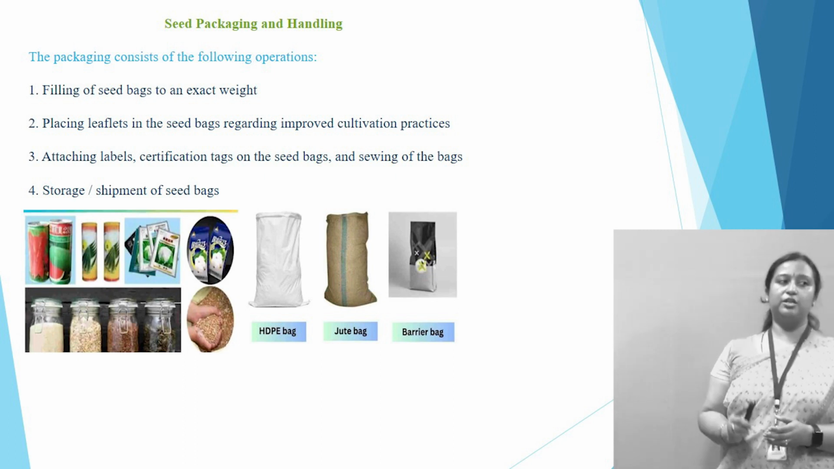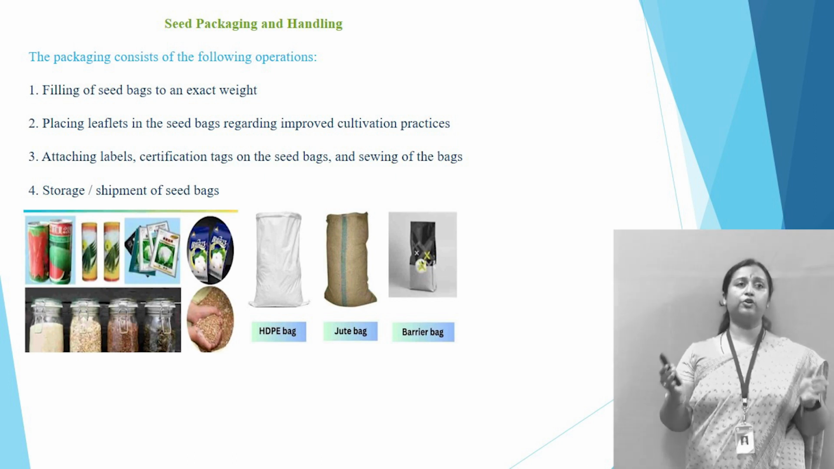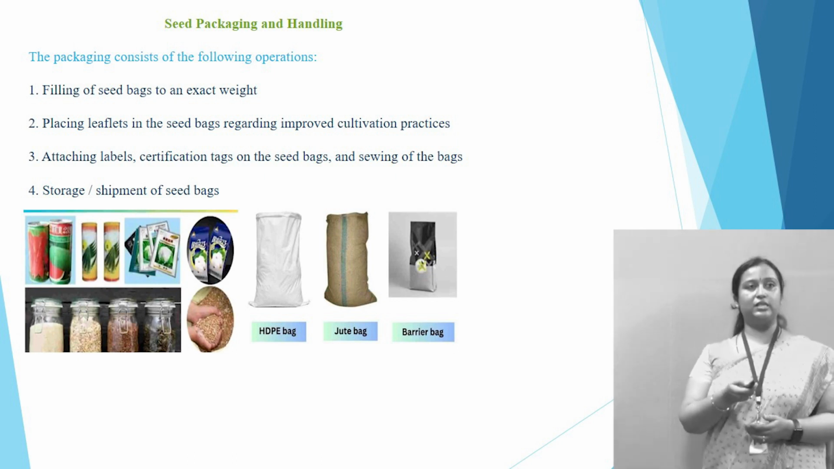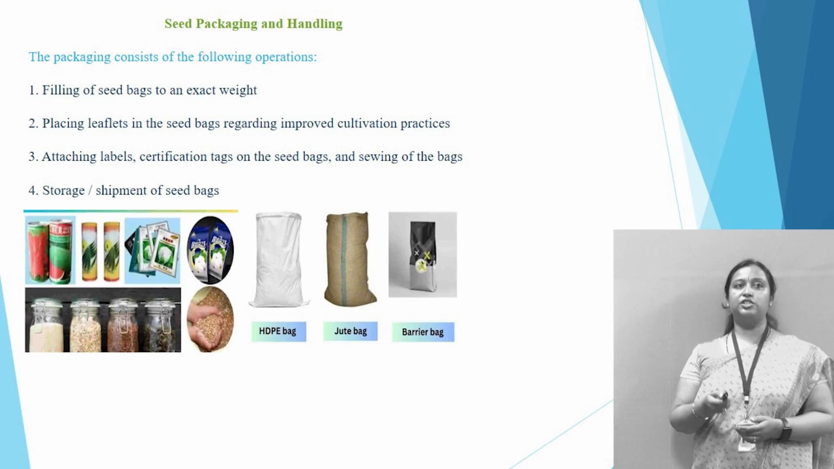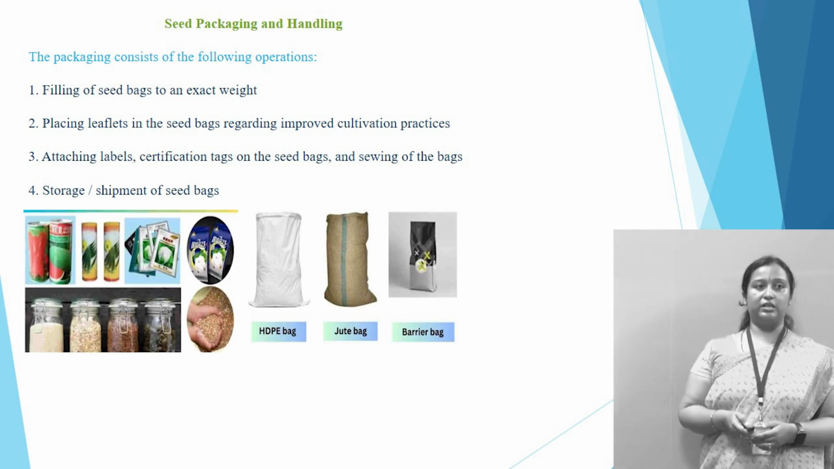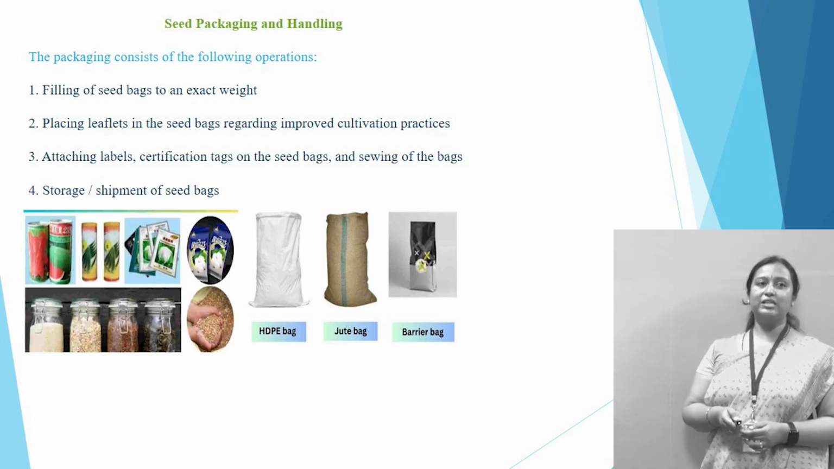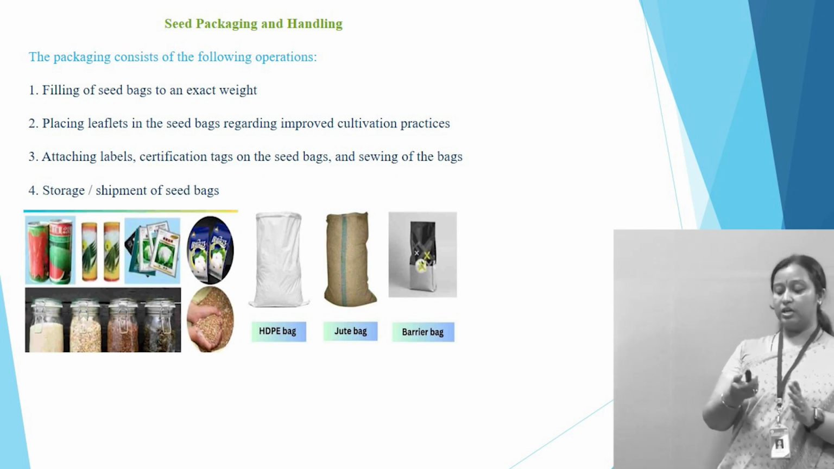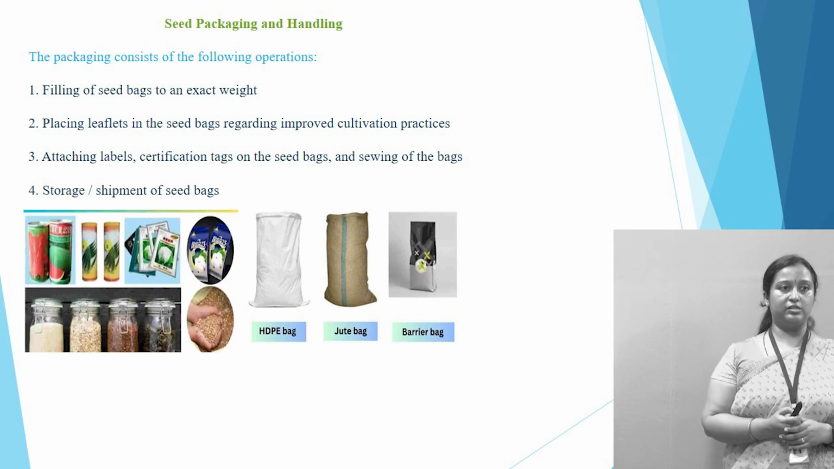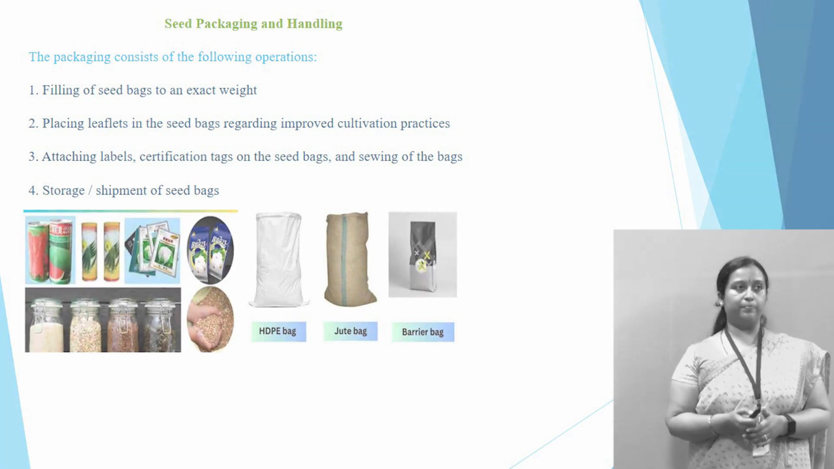Finally, storage or shipment of the seed. Depending on the duration of storage, the packaging material will be selected. As you can see in this picture, there are aluminum packaging, tin packages, glass jar packaging, and also you can see the HDPE bag, jute bag, and barrier bag. All these are different types of bags. We will choose depending on what percentage of moisture and aeration is necessary for the seed, and it will also depend on the variety of the seeds.